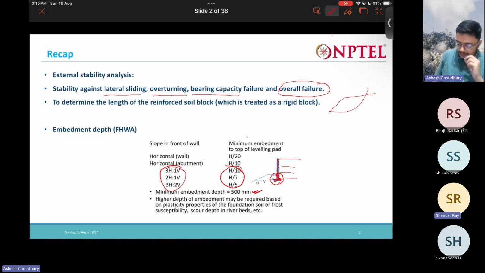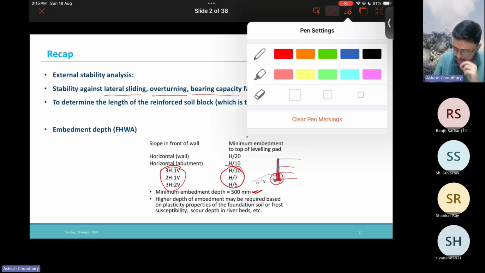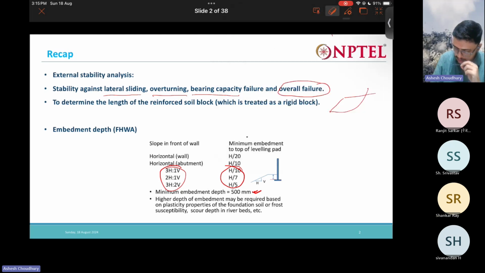Is it for the leveling pad or the reinforced block? It is given as a minimum embedment to the top of the leveling pad. Means from here to the top of the leveling pad, it should be that much. This is the leveling pad, say. Then to the top of the leveling pad, that much height.